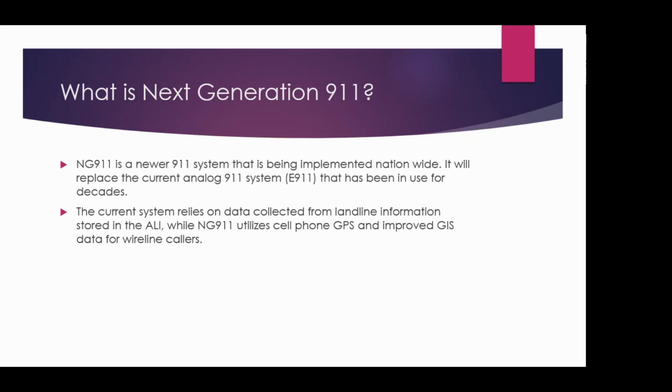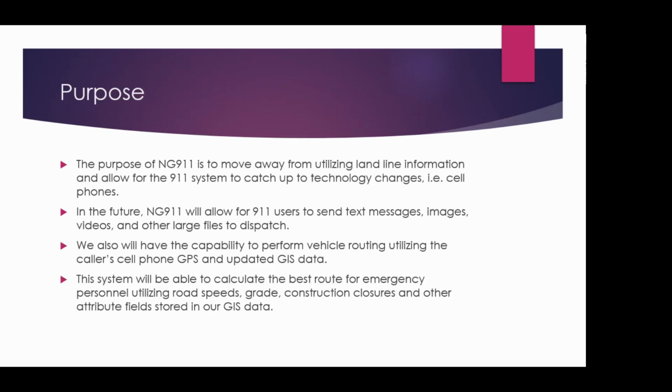So the current system, like I said, relies on data collected from landline information, and then NextGen 911 is going to use cell phone GPS and improved GIS data. Okay. So in the future, NextGen 911 will allow for 911 users to send texts to 911, video messages. We'll be able to share medical data, building blueprints, and other large data files. And a dispatcher will be able to see that real time, process it, give it to dispatchers, or excuse me, police officers as needed, or other important entities.